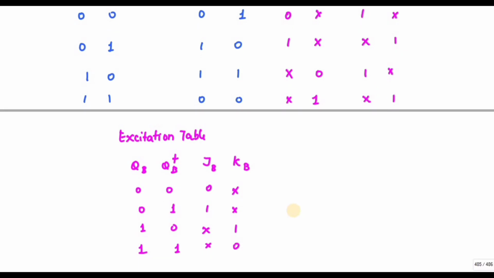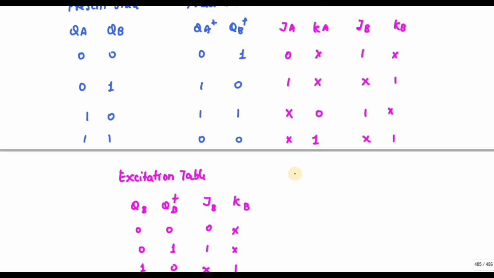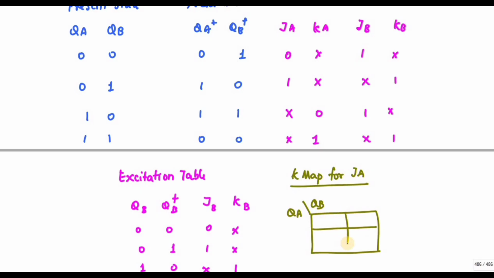Next I need to form the K-map. K-map for J. What are my present state QA and QB? I'm going to use a two variable K-map. If QA and QB is 0, 0, what is my JA? JA is 0. If QA and QB is 0, 1, JA is 1. Next is XX. So if I group this one, I'll get QB.